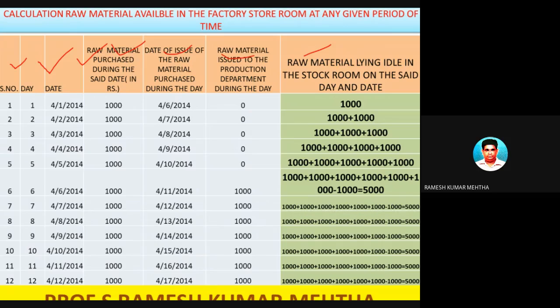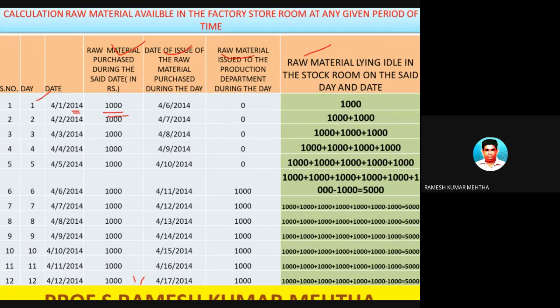So the first day of the year is day one, that is on 1st April 2014. I have taken the example of a particular year, which is 14. How much of the raw material is purchased? 1,000 rupees of raw material, because it is told that every day I am going to purchase 1,000 rupees of raw material. You remember 3,60,000 divided by 360 is equal to 1,000 rupees of raw material per day. So every day I am going to purchase 1,000 rupees of raw material.